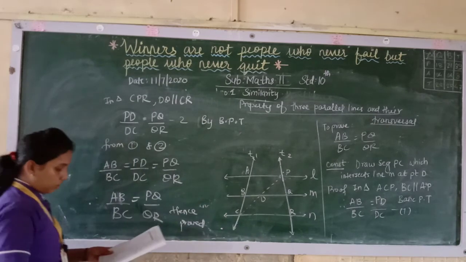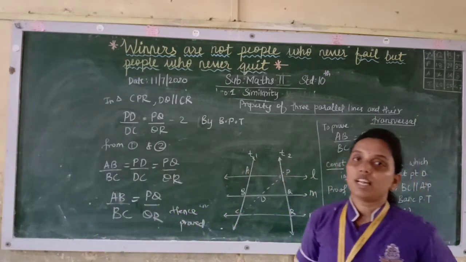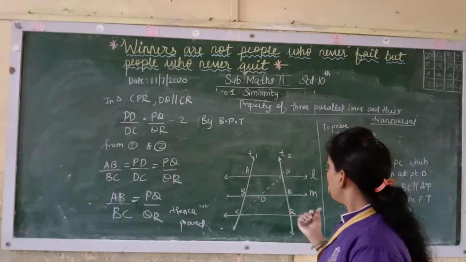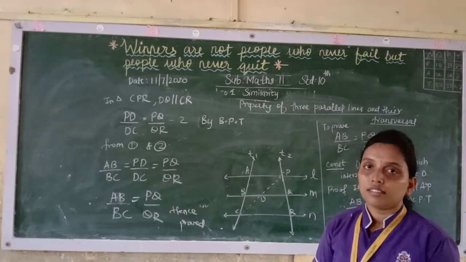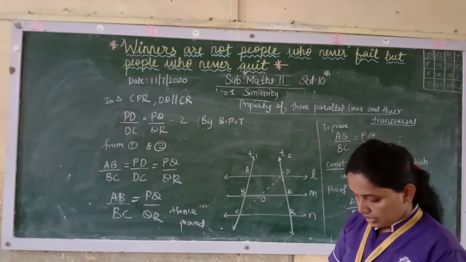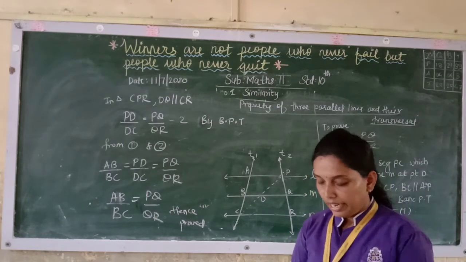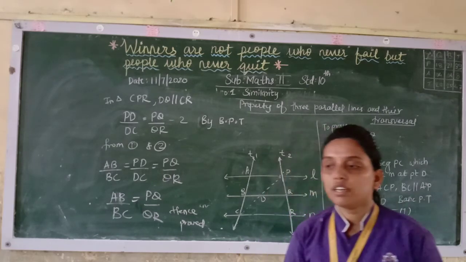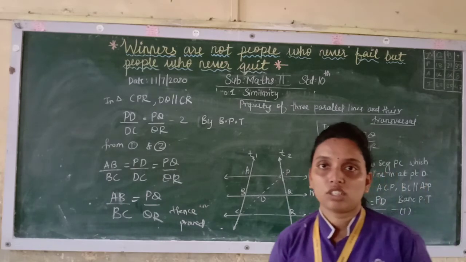proved. So what we did here was the basic proportionality theorem, the angle bisector theorem, and the property of three parallel lines and their transversal. It is given on the page number, you can refer to page number 8, 10. I hope you understood. The next exercise we will carry out in the next session. Thank you.